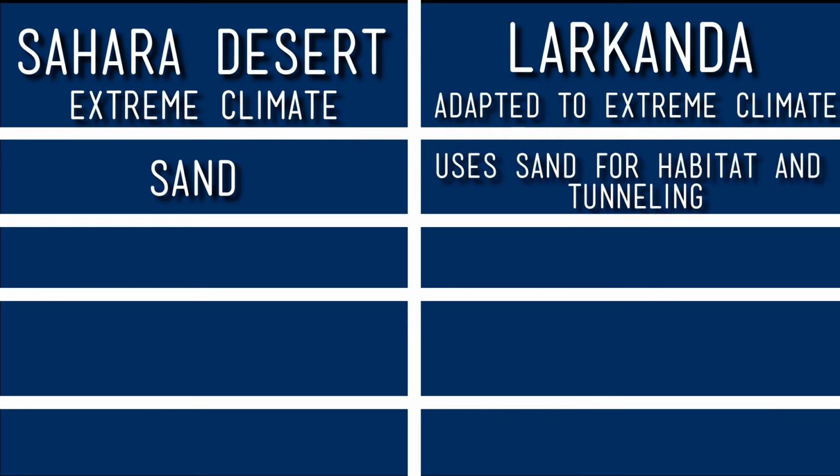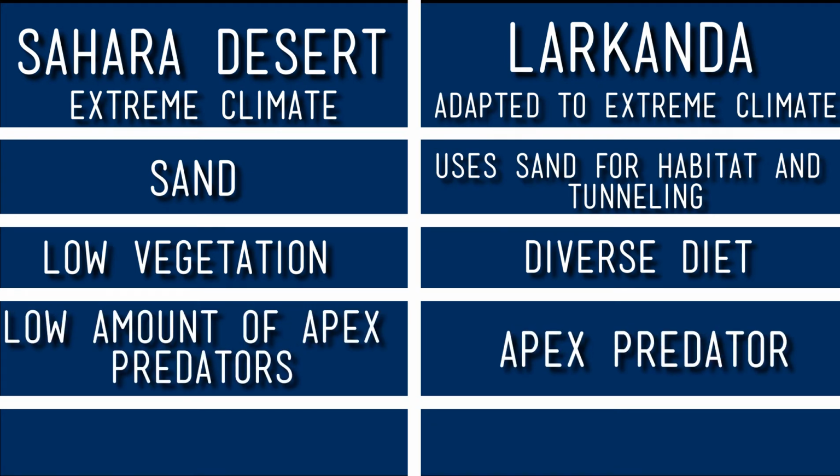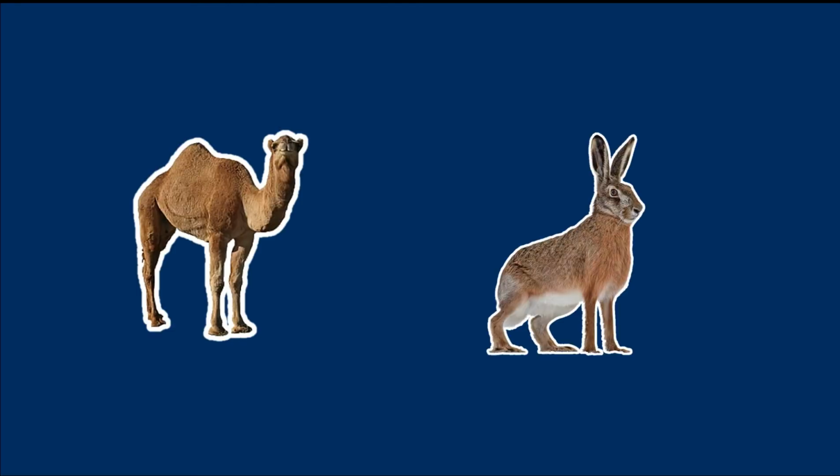Larconda uses the sand for habitat and tunneling. Larconda can handle the low vegetation because of its diverse diet. And Larconda would balance out the food web since there aren't many apex predators in the Sahara Desert and Larconda is one of them. I invented Larconda to help represent how any animal, from big to small, plays a vital part in its ecosystem. Now that you've been educated, let's look deeper into interdependence with a visual presentation.